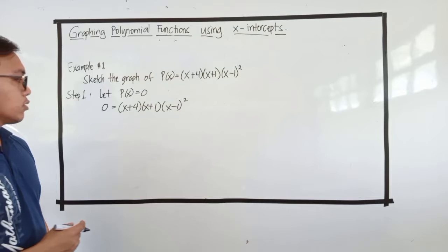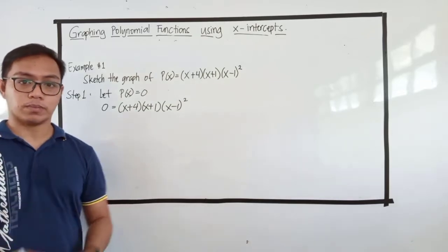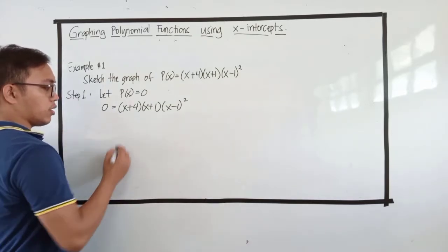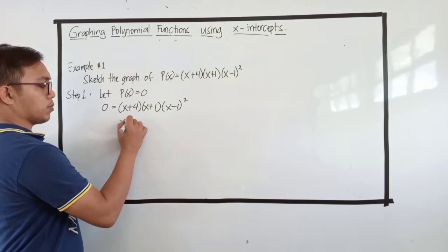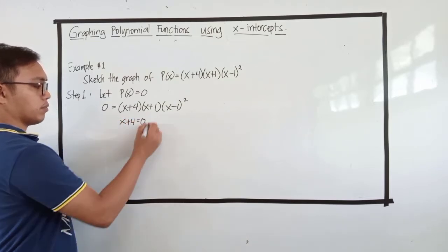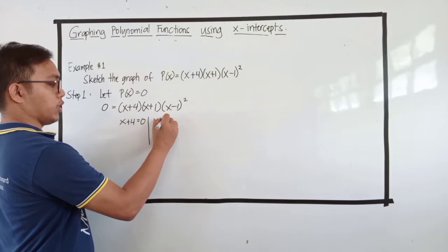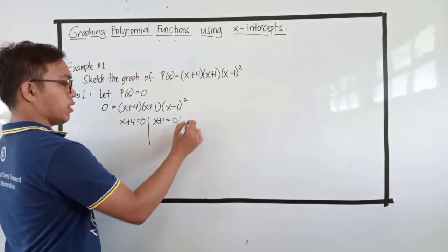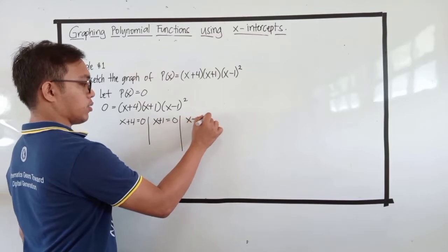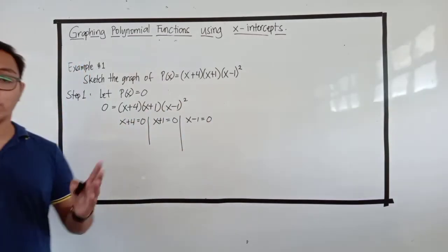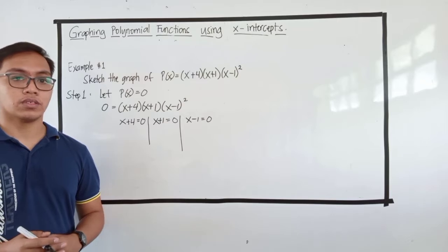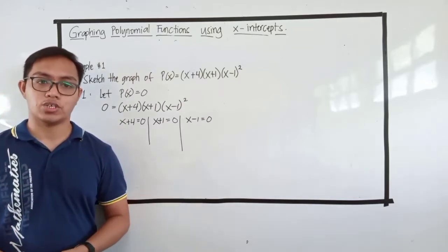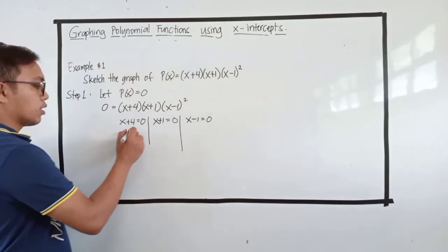Applying the zero product property, we get x plus 4 equals 0, x plus 1 equals 0, and x minus 1 equals 0. We equate each factor to 0. This is the application of the zero product property.